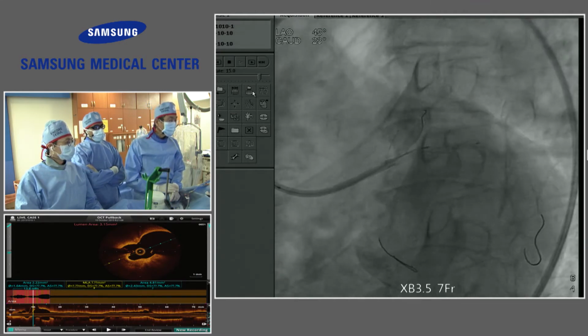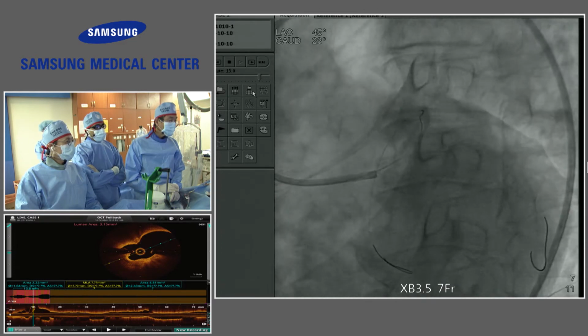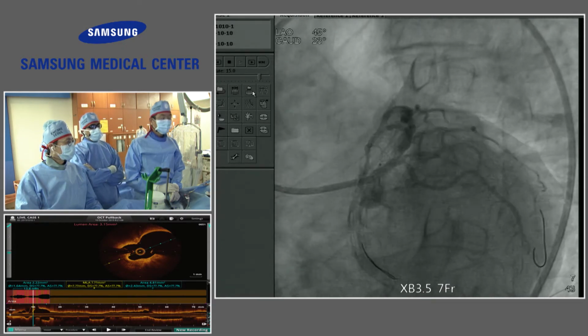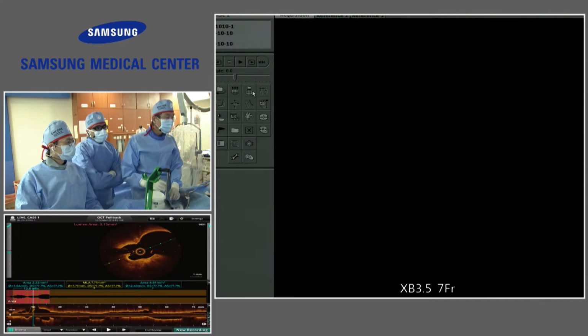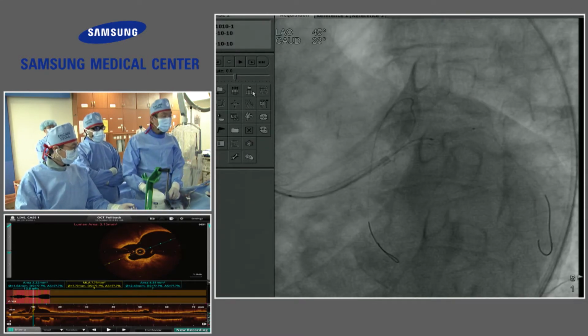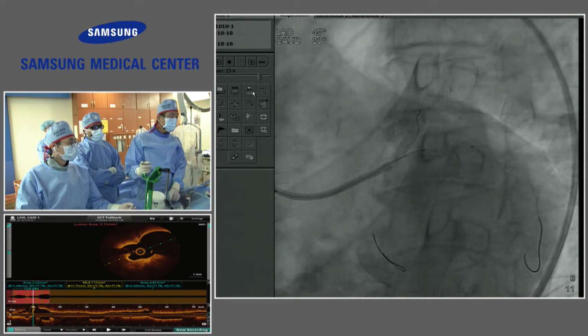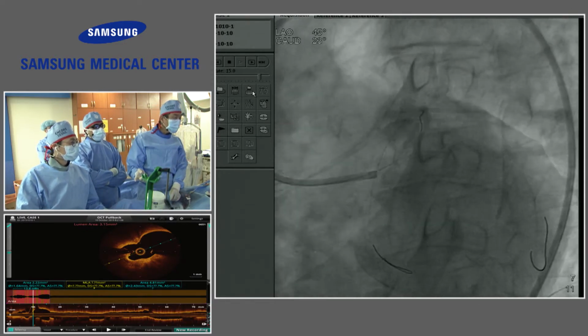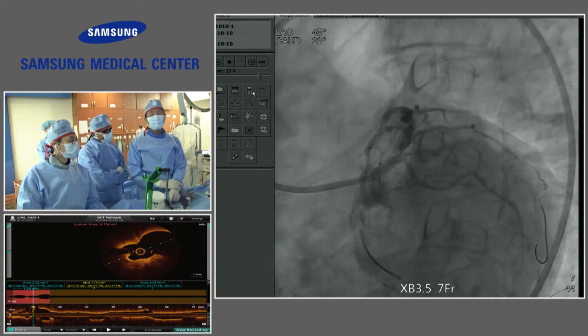And so this is our first angiogram after the OCT, and you see now that there is, in fact, no flow. Okay, the flow was compromised.